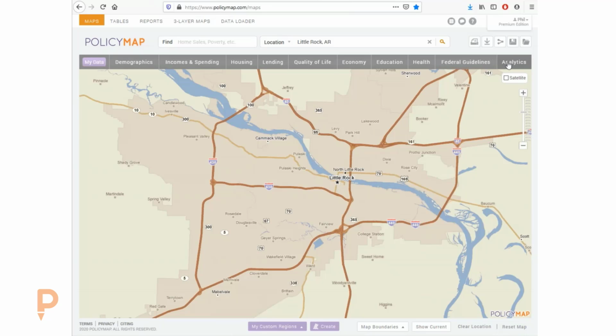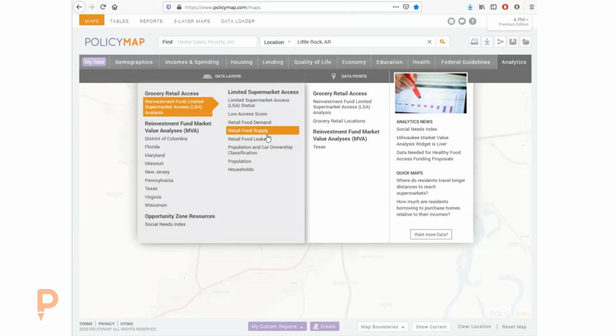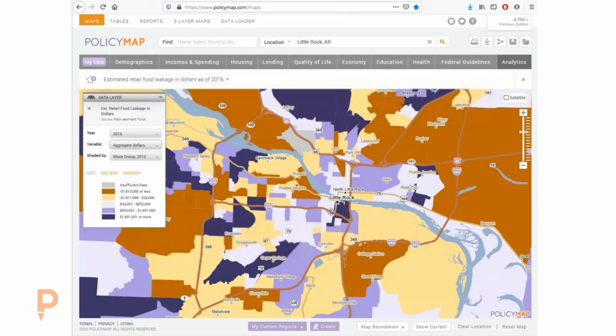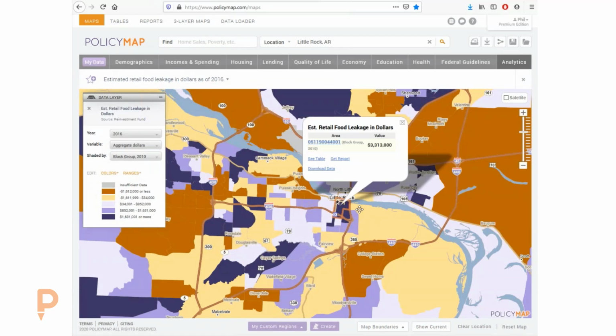And so if you tie that to leakage and you're talking about dollar amounts, it's basically saying that about 1,500 people live in this highly densely populated block group, and they're spending, as an average, $3.3 million a year on food expenses.